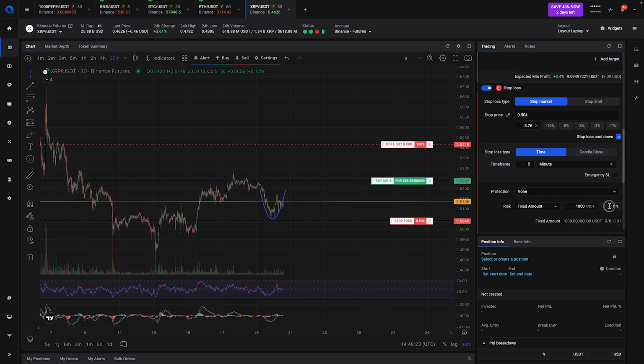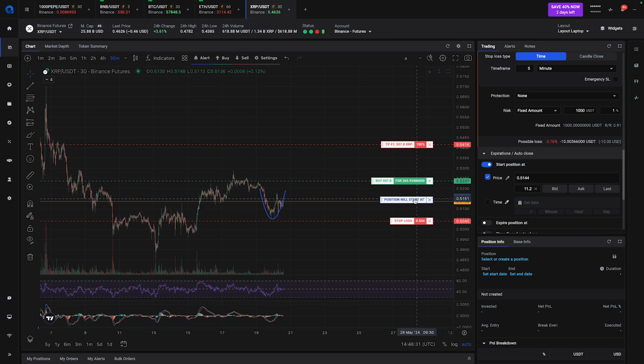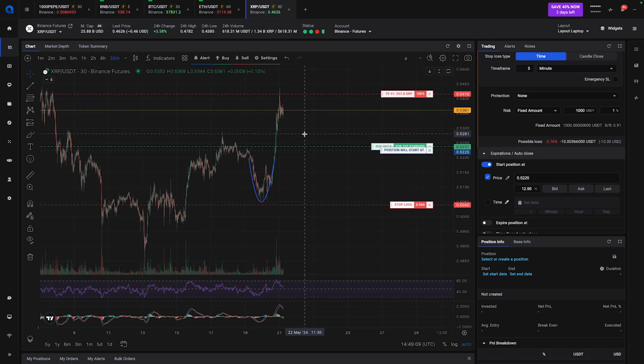In order to risk 1%, we type in 1% and the size will be adjusted automatically. Now we don't want the position to enter immediately, so we make sure to enable the position start at function. Now let's see how this position plays out. And as you can see, this was a profitable position.